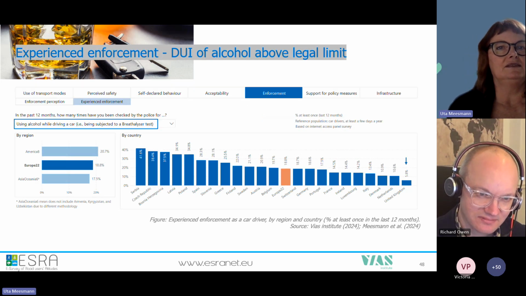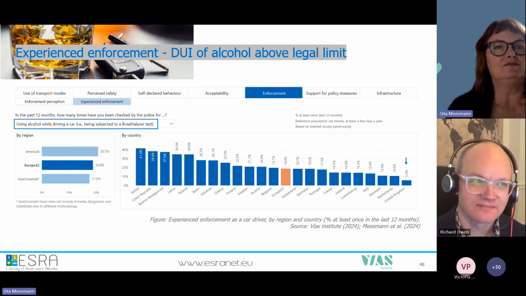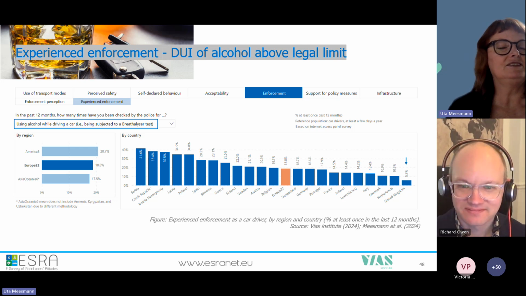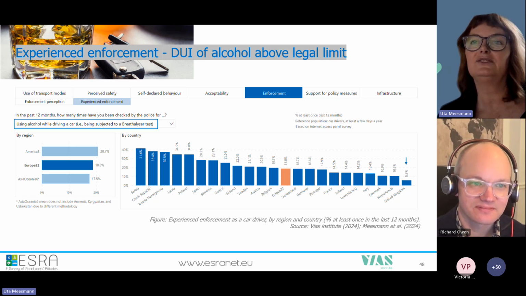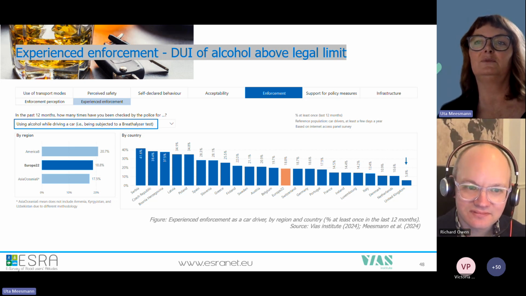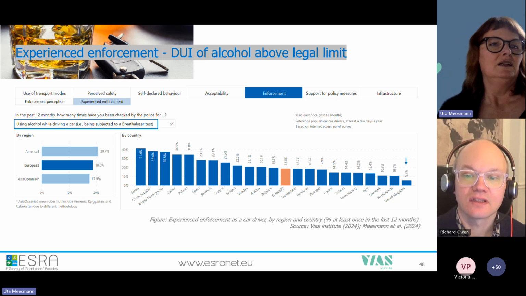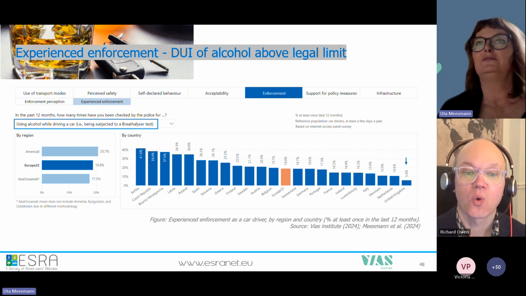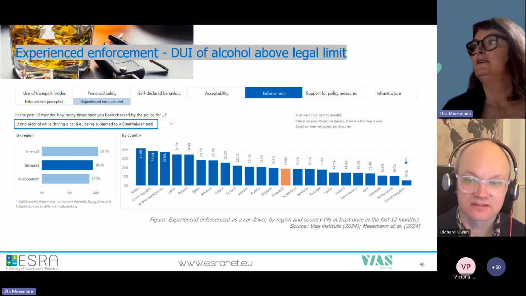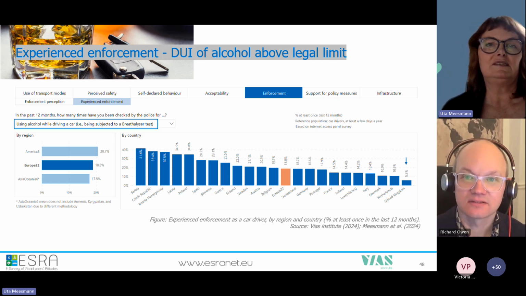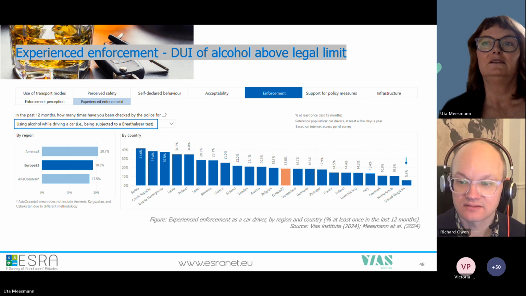So this now is about enforcement of drink driving, and the slide shows the percentage of car drivers who reported an alcohol check from the police at least once in the last year. And there are huge differences within Europe, and they range from 42% in Serbia to 6% in the UK. Big differences here.